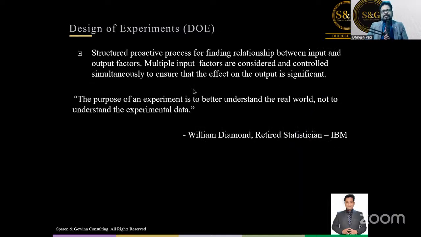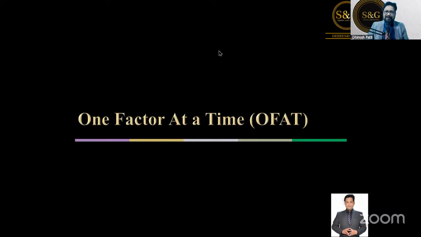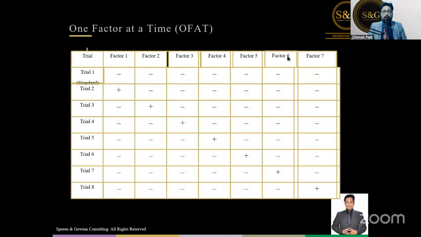Experiments were happening earlier as well. It's not like design of experiments only started the experiment. Experiments were happening for 200 years. But still the majority of the companies, including pharmaceutical companies, do experiments with one factor at a time. Whenever they have to do the experiment, that is called one factor at a time. For example, let's look at this. What is called one factor at a time, or OFAT?